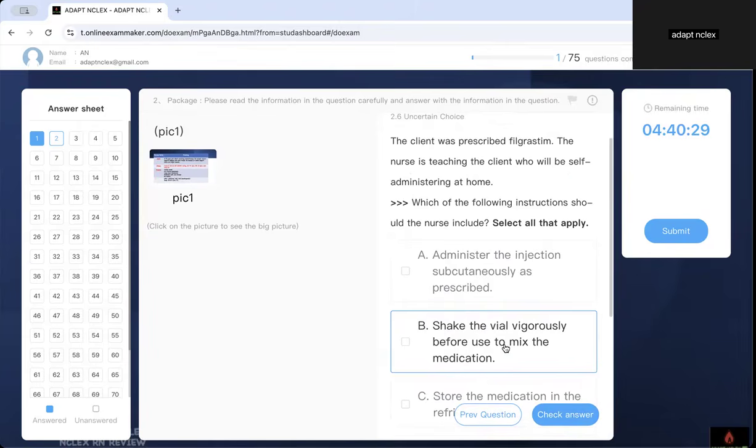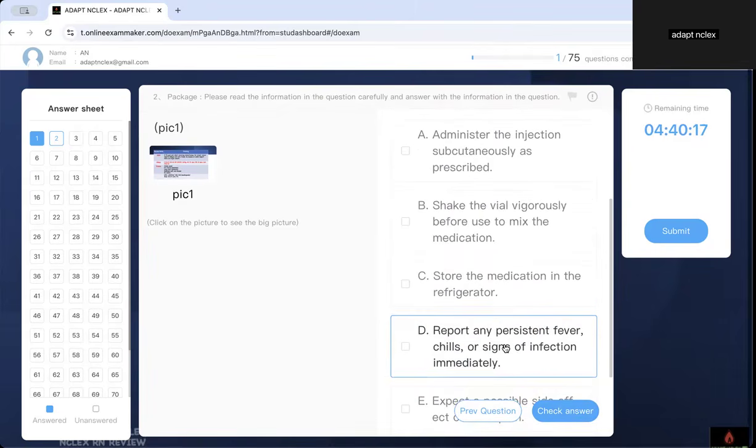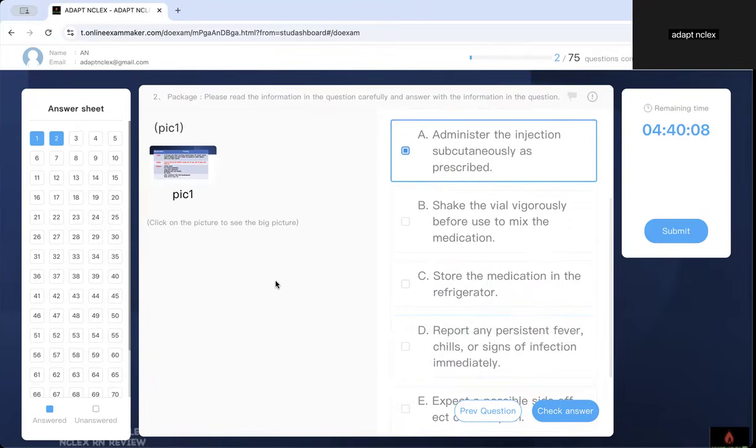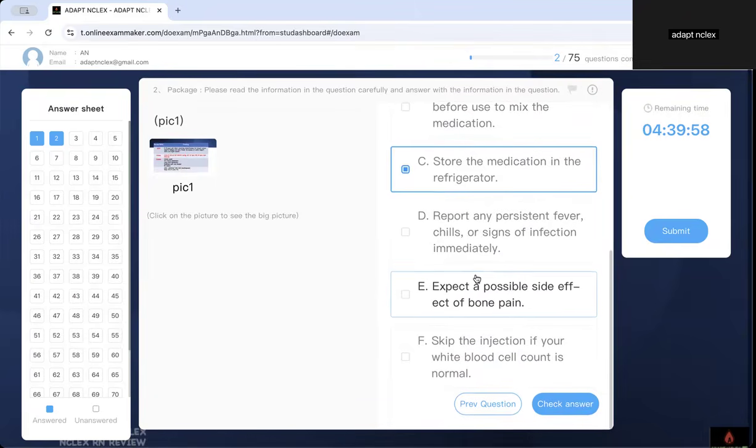Now, there are things you have to know about this medication. The client was prescribed filgrastim. The nurse is teaching the client who will be self-administering the medication. Which one should you include? This is the concept. These are the things you have to know about this medication. Administer the injection subcutaneously as prescribed. You should not shake it, otherwise you make it ineffective. Store it in the refrigerator to keep it potent, so write it down. These are all things about filgrastim.